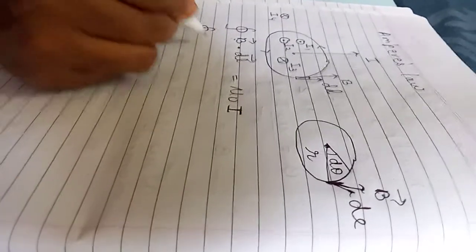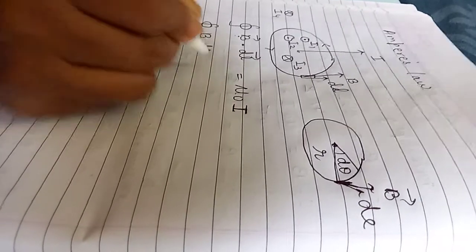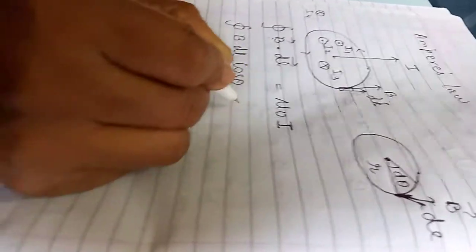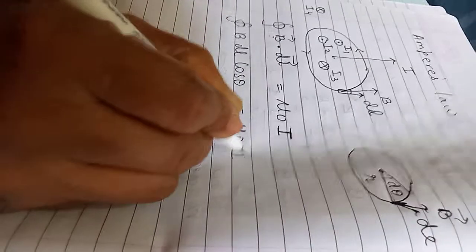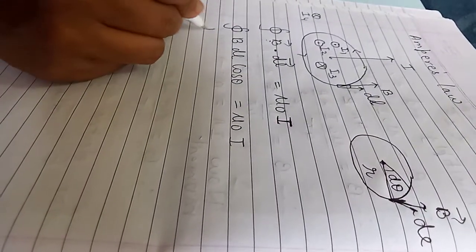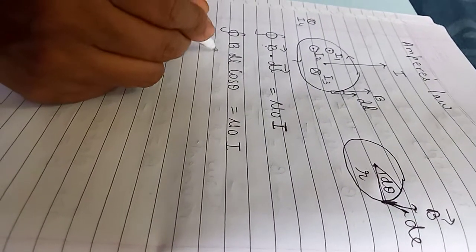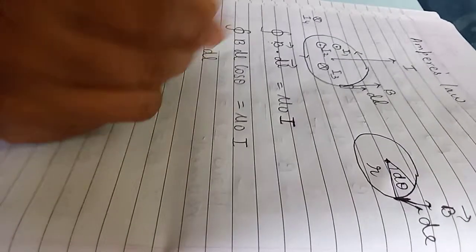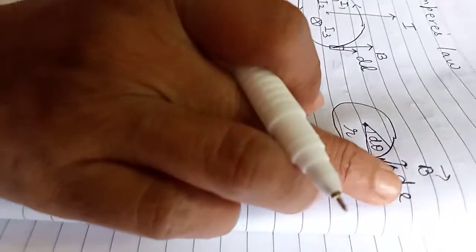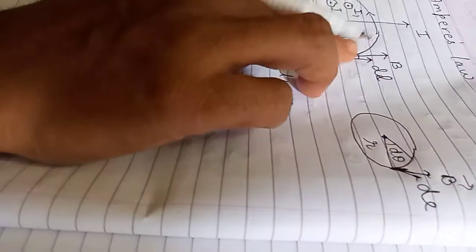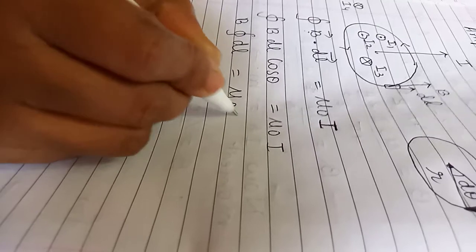You are already aware that B dot dl is equal to B dl cos theta is equal to mu naught I. Take B outside. Cos theta is the angle between B and dl, and you see that the angle between B and dl is 0, cos 0 is 1, so it is equal to mu naught I. Are you okay, students?